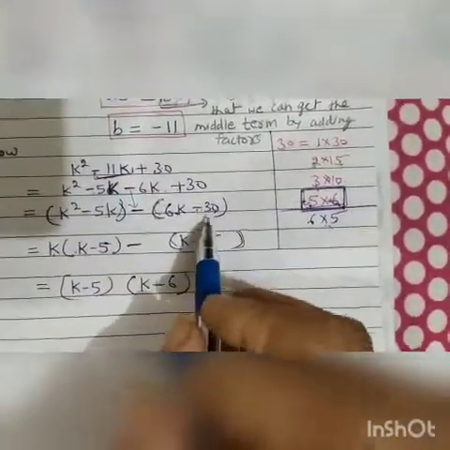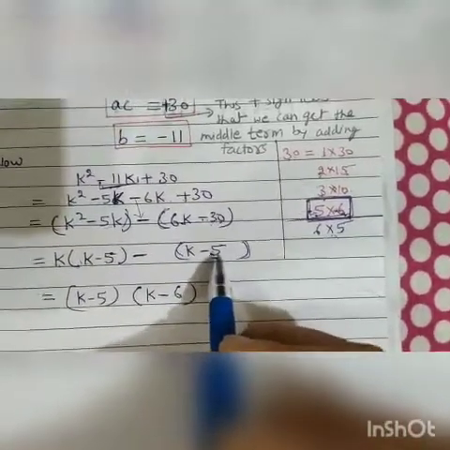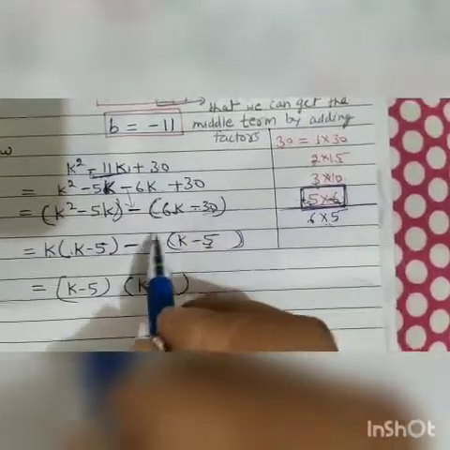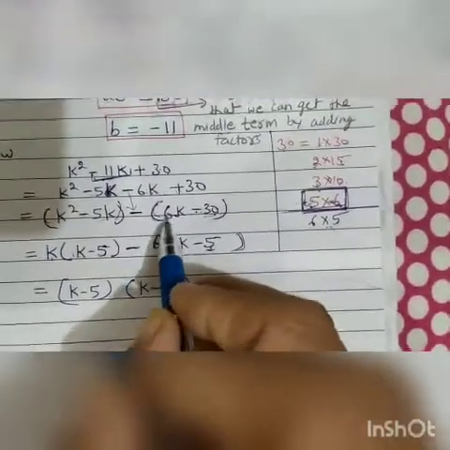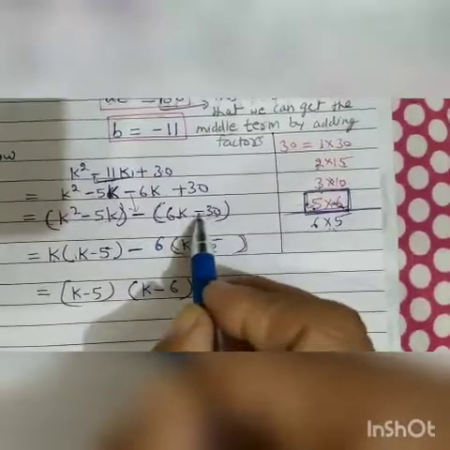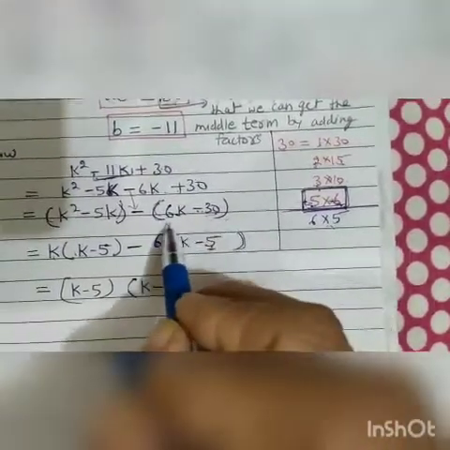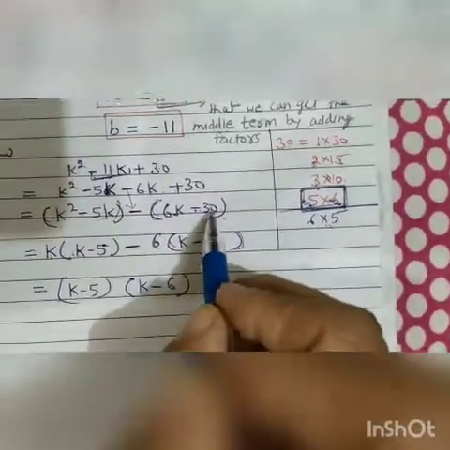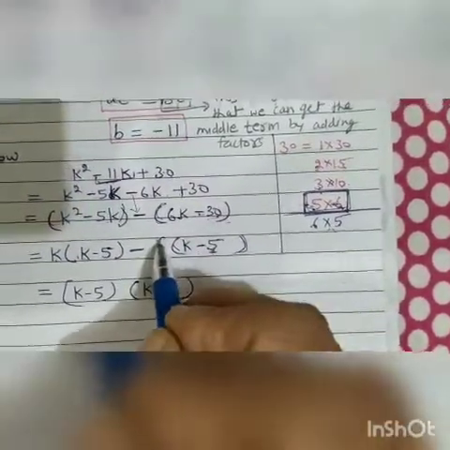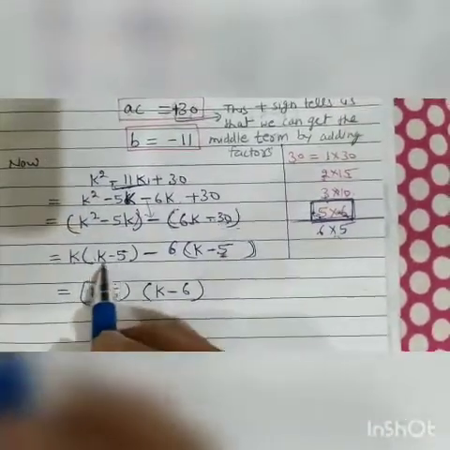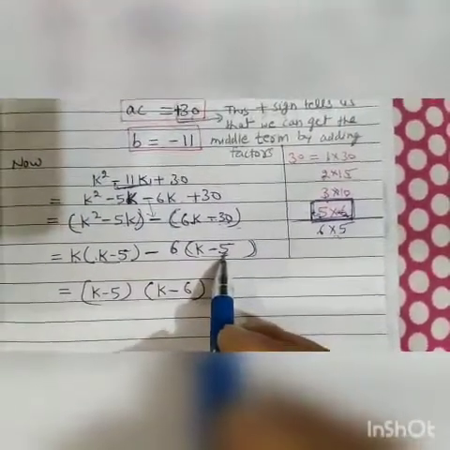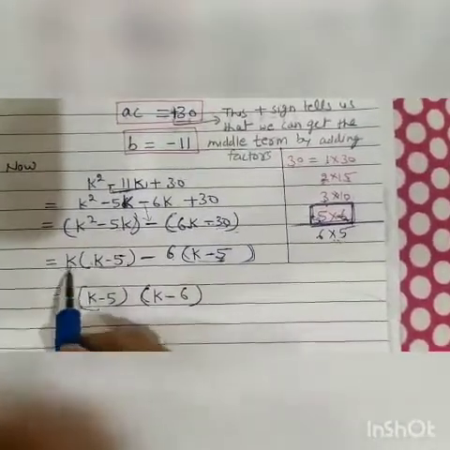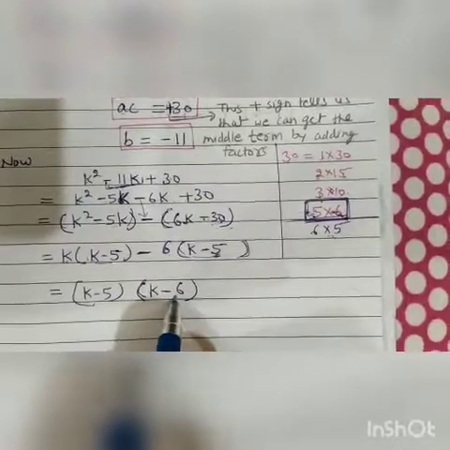And now think, how can we get here 5? We can get here 5 if we divide this 30 by 6. So we will take 6 common. See, 6k means 6 into k and 30 means 6 into 5. So if we take 6 common, from first term k is left, then minus from second term, 6 fives are 30. Now this k minus 5, k minus 5 both are same. So we will take again common k minus 5. Then in second bracket this k and this minus 6 is left.